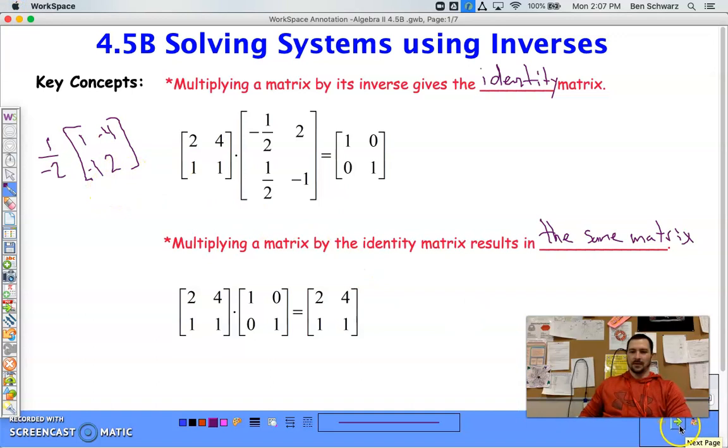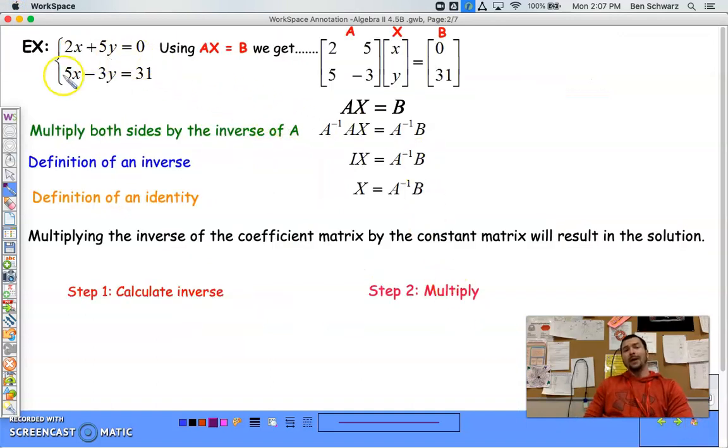So we'll be using inverses quite a bit today. When we have a system of equations, that means more than one equation, more than one variable. We have this matrix equation where we take our coefficient matrix, 2, 5, 5, negative 3, times our variable matrix, x and y, and that equals our constant matrix, 0 and 31. So A represents the coefficient matrix, X is your variable matrix, and B is your constant matrix. You have this equation AX equals B.